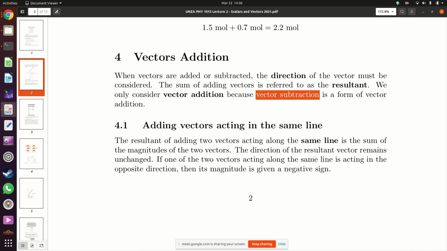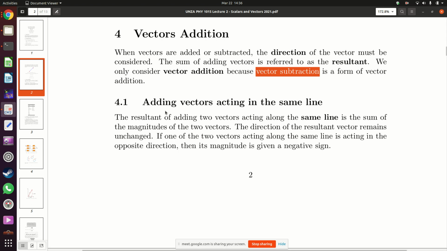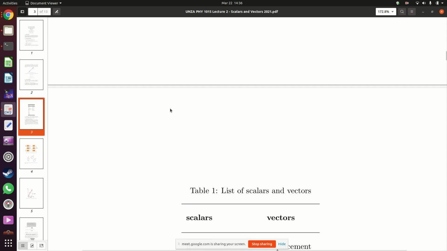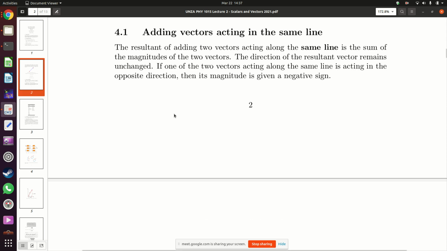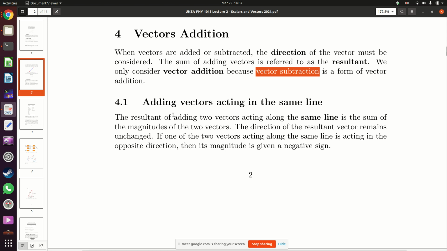We'll not specifically talk about vector subtraction because it's a special case of vector addition. So there are two types of additions you're going to do. One is called adding vectors acting in the same line. We're going to see what this is, and I'm going to explain what this is. The other one is called adding vectors acting in different directions, or different lines of action. Now, the only two things which are important about vectors are the size of the vector and the direction.